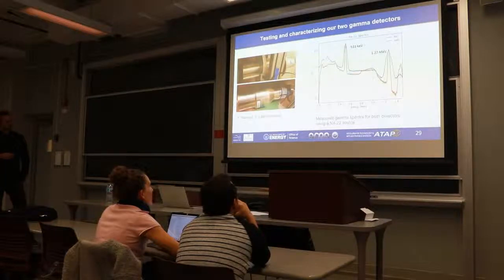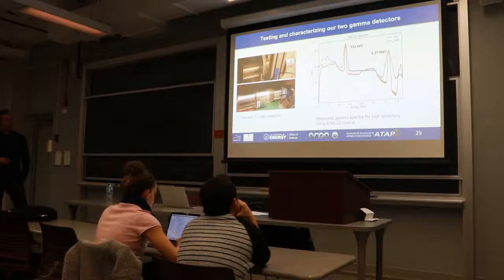These are the detectors that we have. It's a 5-inch sodium iodide and a 3-inch lead bromide detector. As you can see, the lead bromide gives you much better energy resolution and also better timing resolution. But the drawback is, although it's smaller, it's like 4 times the price.